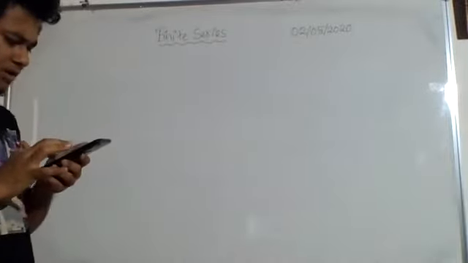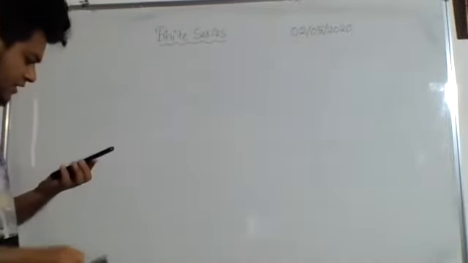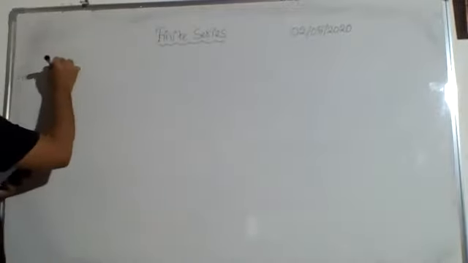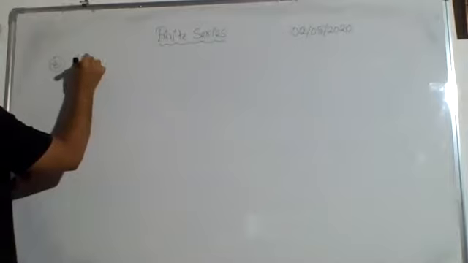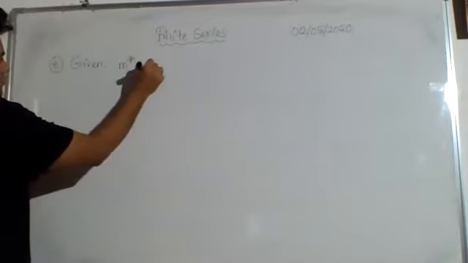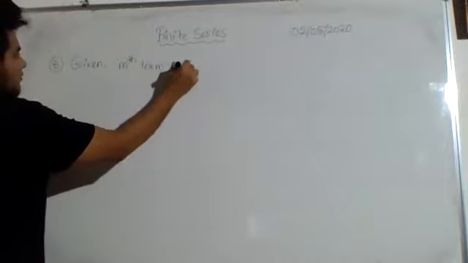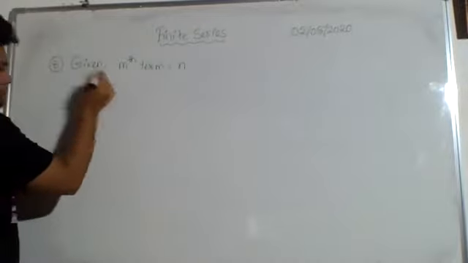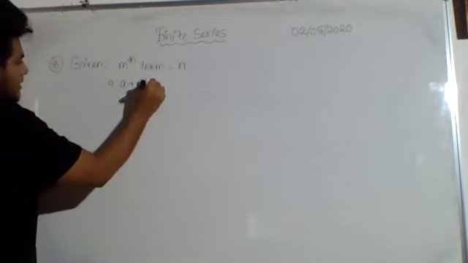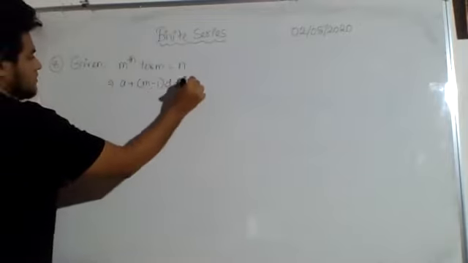That is problem number 8. If the nth term of a series is n, given, the nth term of a series is n. Now, from here I can write a plus n minus 1 into d is equal to n.